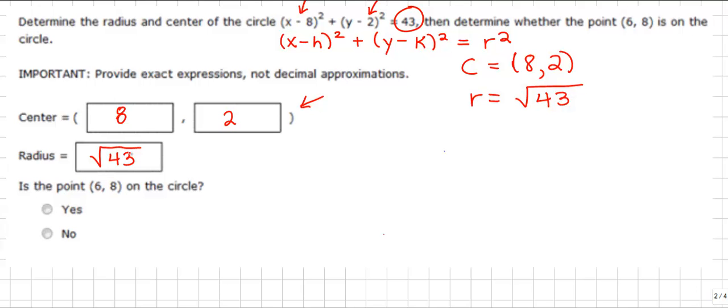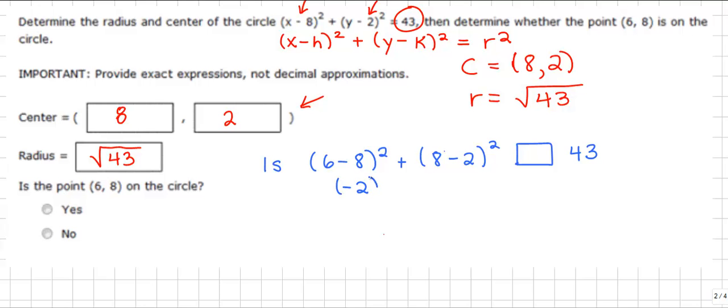Now, to check to see if the point 6, 8 is on the circle, you just need to substitute into the equation x is 6, y is 8, and we're going to find out whether or not it's equal to 43. Okay, so doing the calculations here, we'd have negative 2 squared plus 6 squared, so we'd have 4 plus 36, which is 40, which is not 43. So this point is not on our circle.